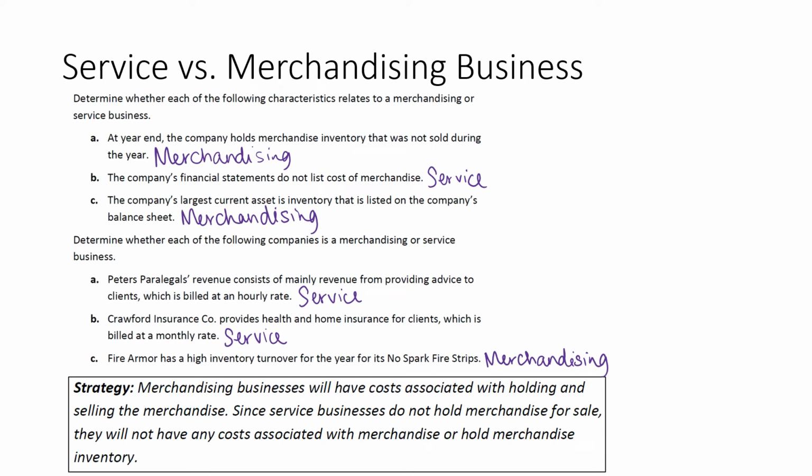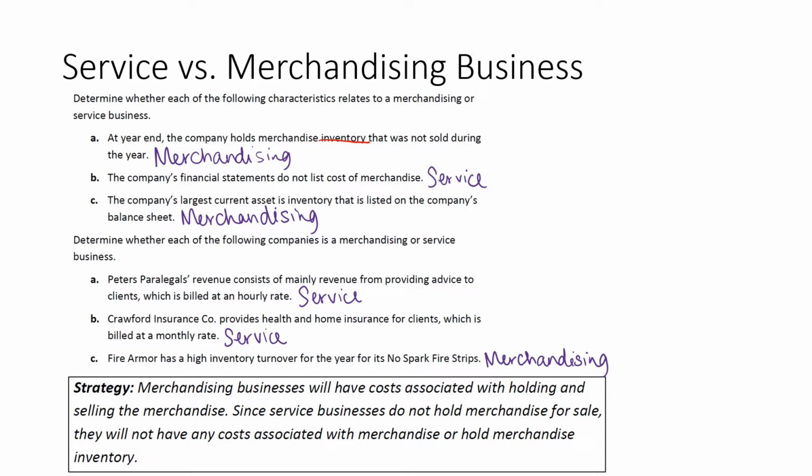Here are a few exercises. The answers are already here for you, but I can explain how we arrive at those answers. Determine whether each of the following characteristics relates to a merchandising or service business. A, at year end, the company holds merchandise inventory that was not sold during the year. If there is a company that is purchasing and selling inventory, we know that that has to be a merchandising business.